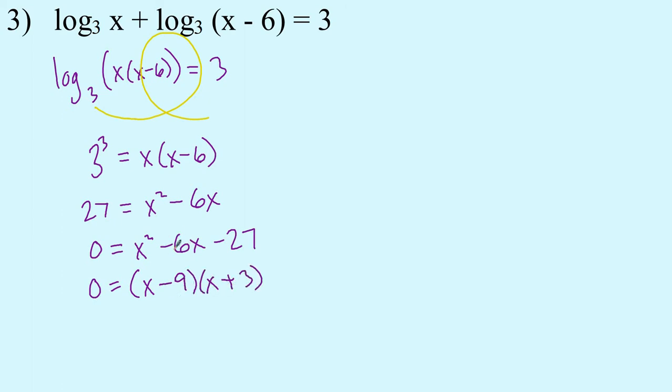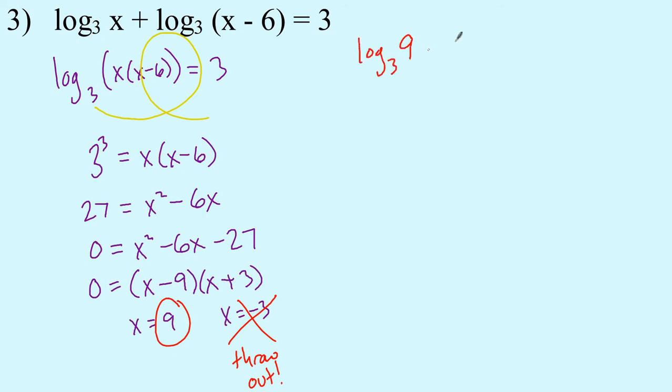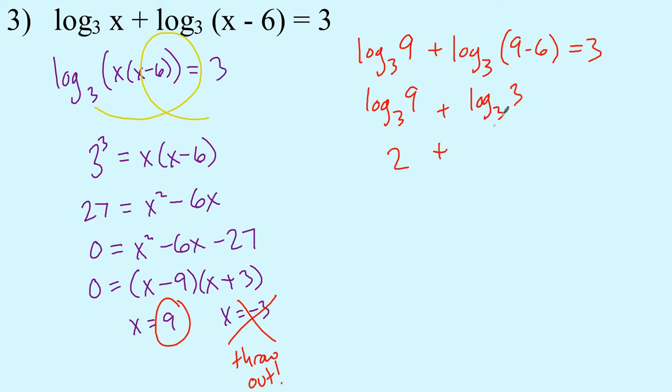Let's see, is that right? Yeah, it adds up to -6, multiplies to -27. So x is either 9 or -3. However, if we plug it back in, -3 isn't going to work. So our answer is just 9. If you plug it in, it should work. So log base 3 of 9 plus log base 3 of 9 minus 6. Log base 3 of 9, plug it into your calculator, is 2. And log base 3 of 3, well, when the argument and the base are the same, it's just 1. And 1 plus 2 is 3. So it's good. Your final answer is 9.